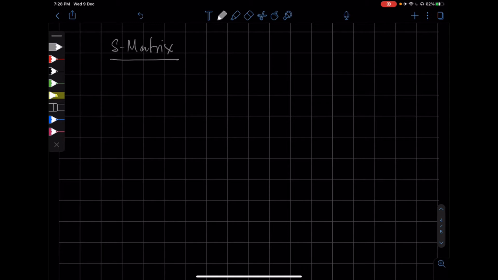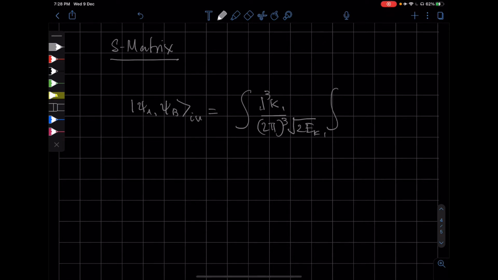So although ideally, the in state should be given by some distribution of the initial momentum. Now this is just a normalization factor. I'm not going to go into the normalization because I'm not going to be using it, but I just want to show you the idea.